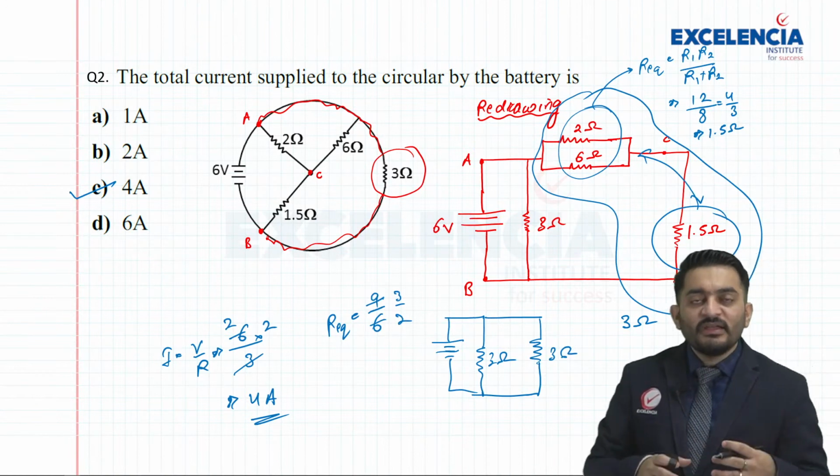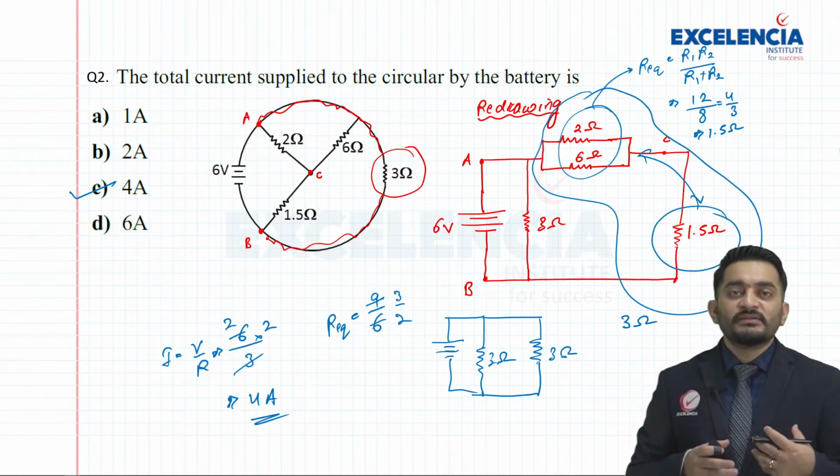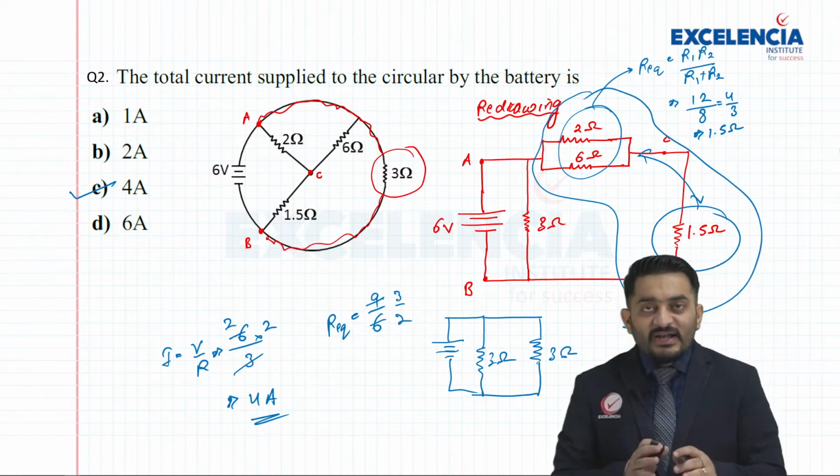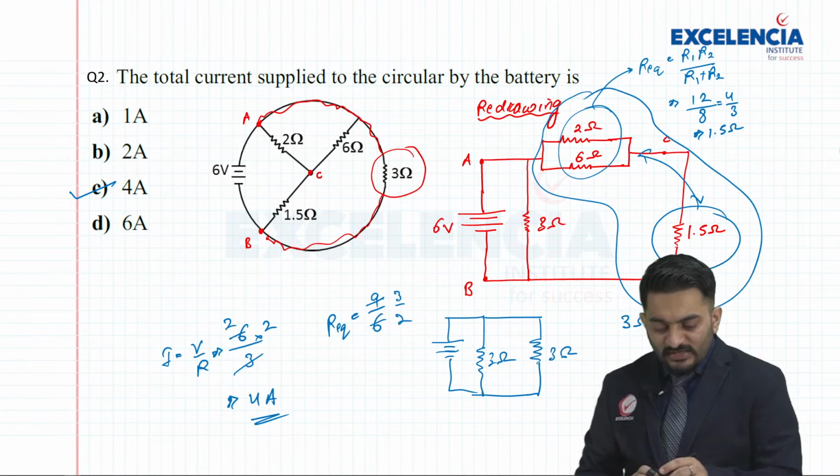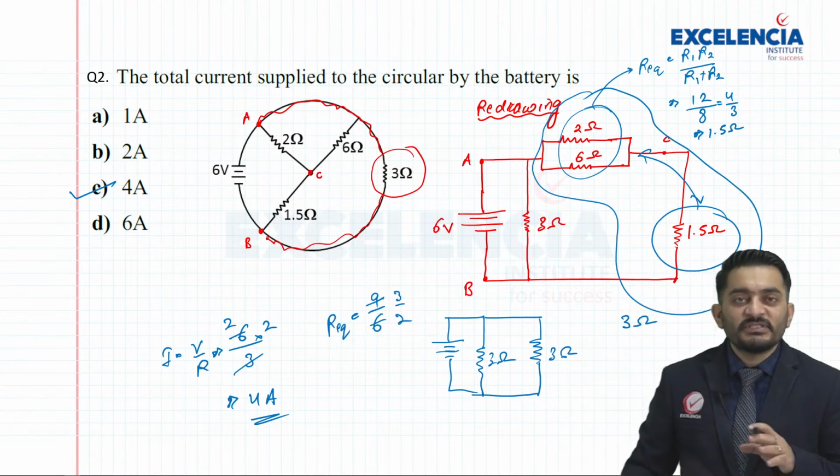So the name of the technique is what? Redrawing circuit technique. Okay, so that is the way we need to do. So this is the correct answer for this particular question, which is option number C.